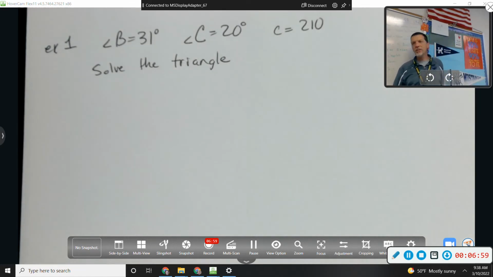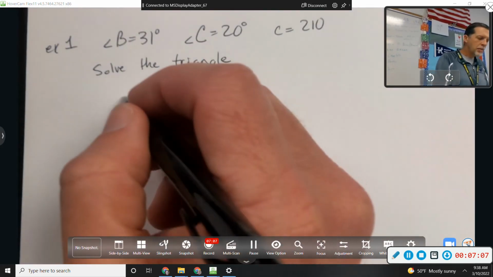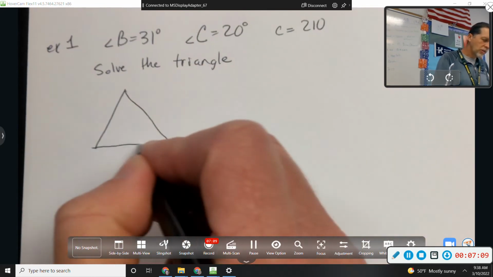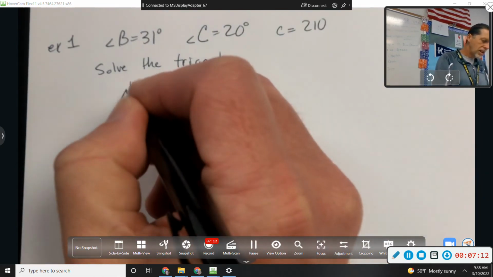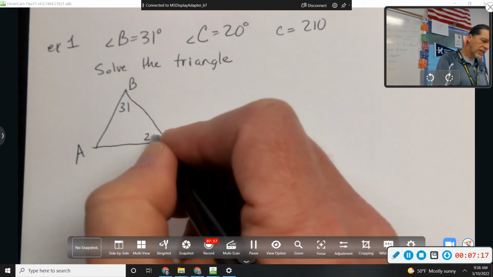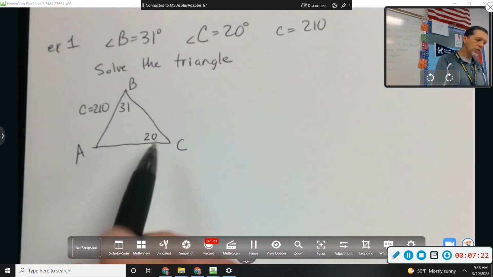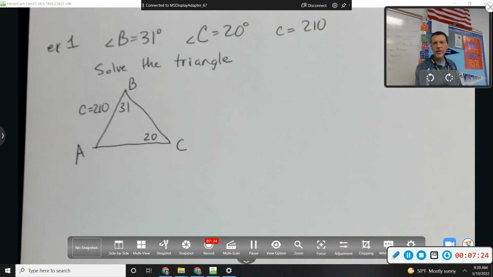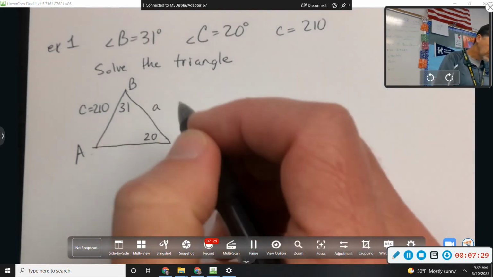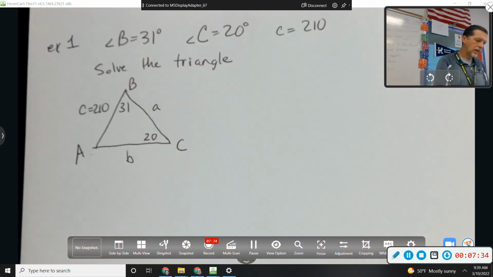Thoughts on what we should do first? Draw the picture. If you want to spend the time to draw it kind of accurately, that's fine, but it's not really necessary. So just draw some triangle ABC. Angle B is 31. Angle C is 20. Side C, here's where it's important: side C has to be across from angle C. Side A across from angle A. Side B across from angle B.